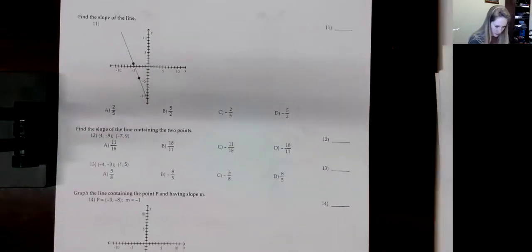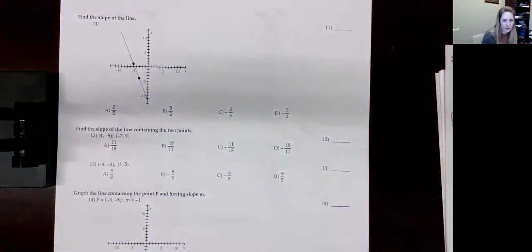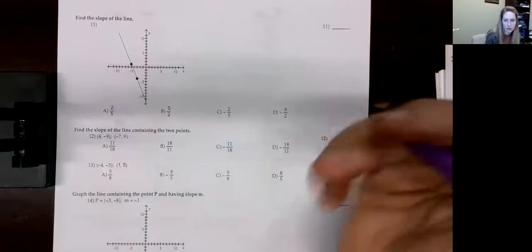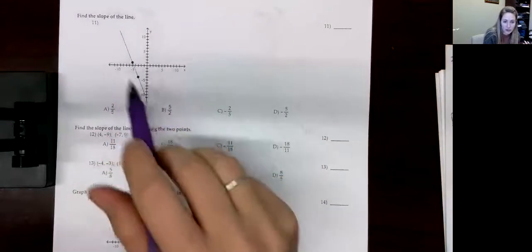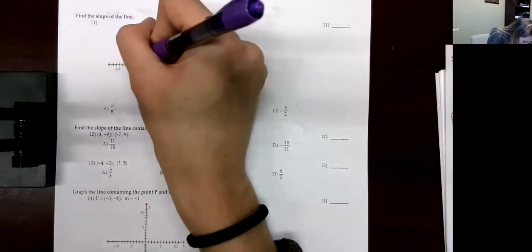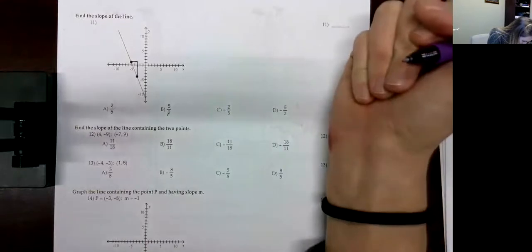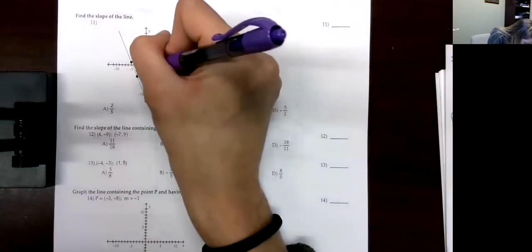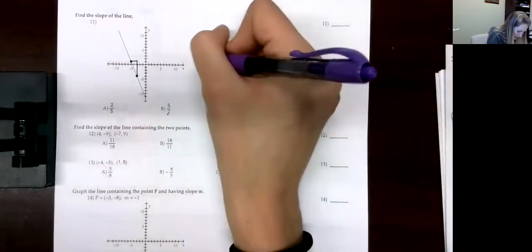Slope time. Find the slope of the line. So there's two ways you can do this. You can use the graph and visualize it. So I know this graph right here has a negative slope because it's going down from left to right. So I know it's not this one or this one. And then I see it goes over 2 and down 5. 1, 2, 3, 4, 5. So I know that it's negative 2/5 by looking at it.